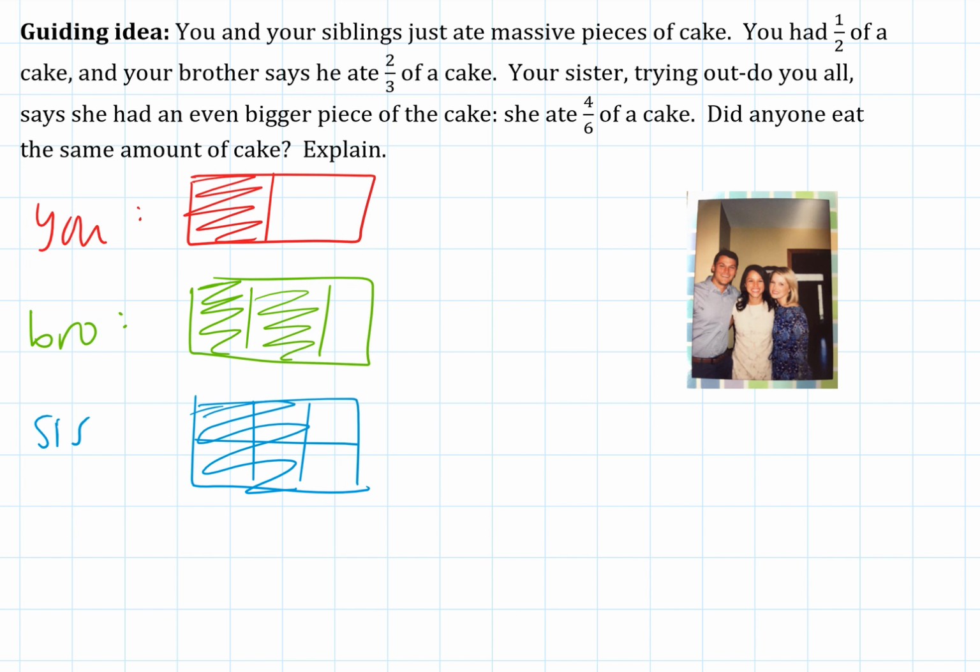This is sort of a silly example, but the idea is that your brother and sister ate the same amount because 2/3, if you multiply by 2/2, that's because you're making twice as many pieces, is exactly the same as 4/6. But 1/2 is not the same size, right? It looks like you ate less cake than your brother or your sister. 1/2 is not the same as 2/3.